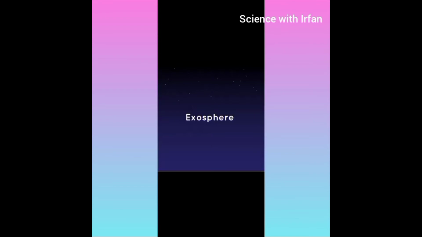Now we have reached the uppermost layer of the atmosphere, the exosphere. The exosphere is the outermost layer of the atmosphere. It has almost no matter and eventually fades into space. Satellites orbit the Earth in this layer. It starts at 500 kilometers and extends to 10,000 kilometers from the ground.